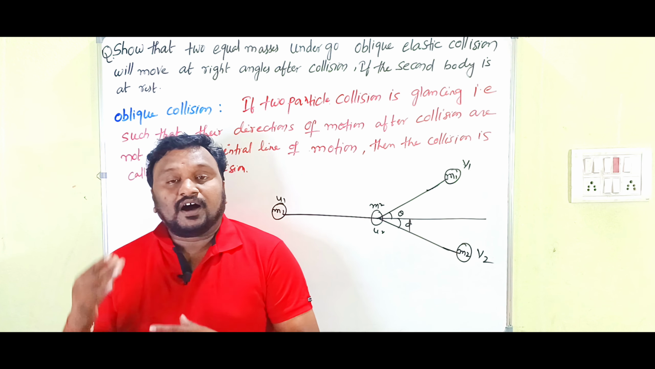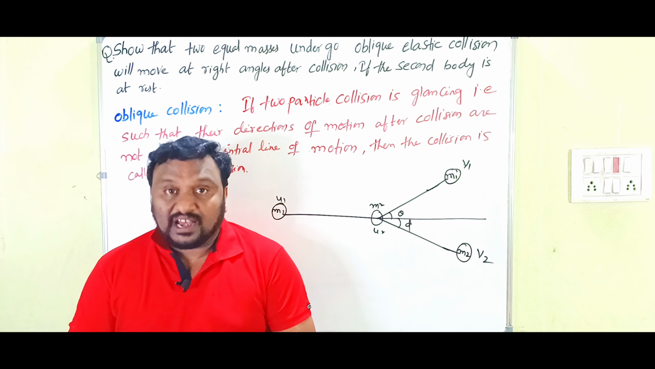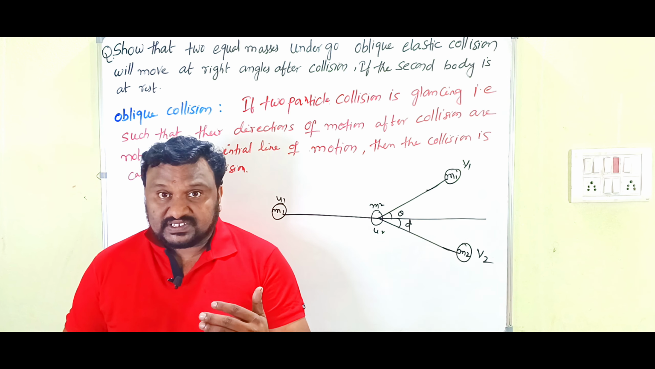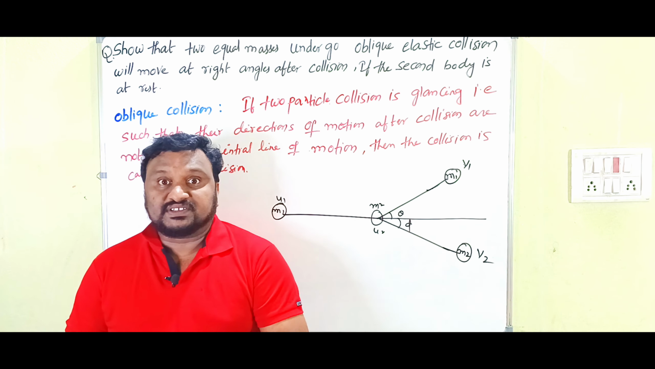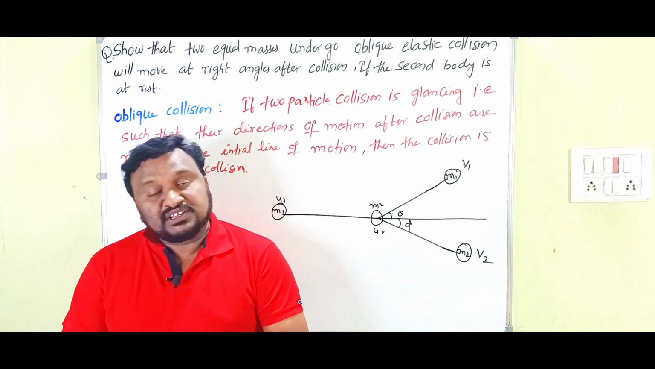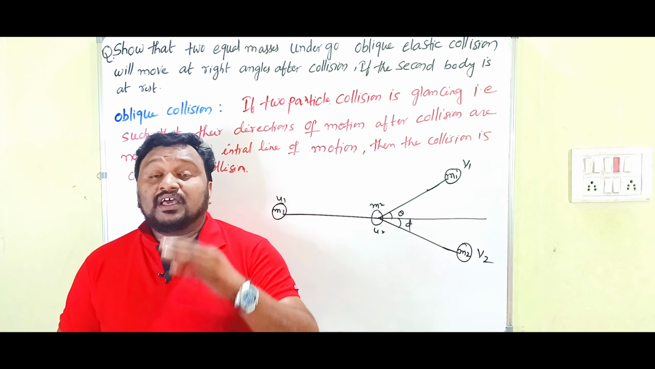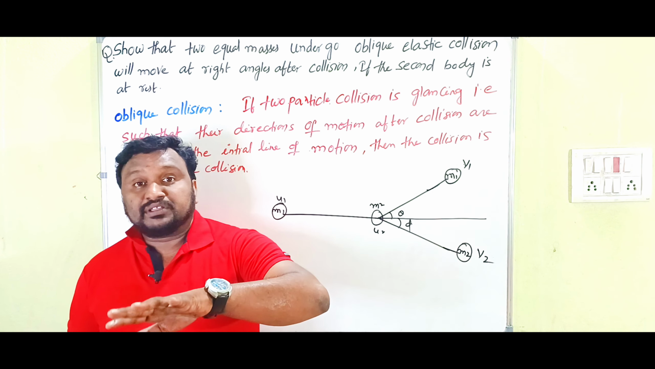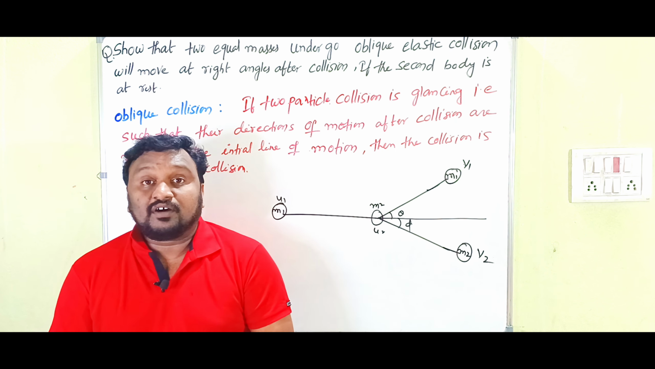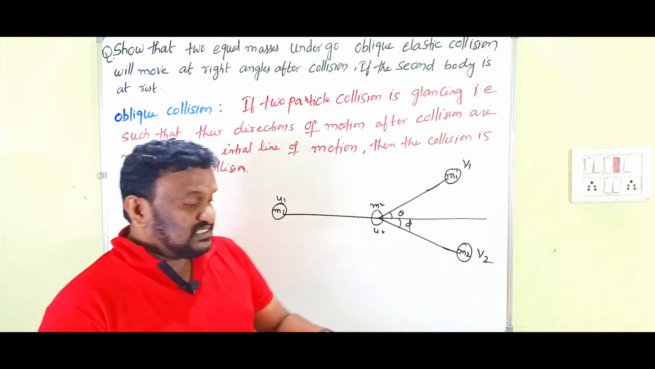So dear students, we already discussed what is elastic collision and what is head-on elastic collision. In any collision, if the initial velocities and final velocities of two bodies are confined to a straight line, then that is called head-on elastic collision. Here, elastic collision means the collision in which the law of conservation of momentum and the law of conservation of kinetic energy are both valid. Clear, children? We already discussed that.